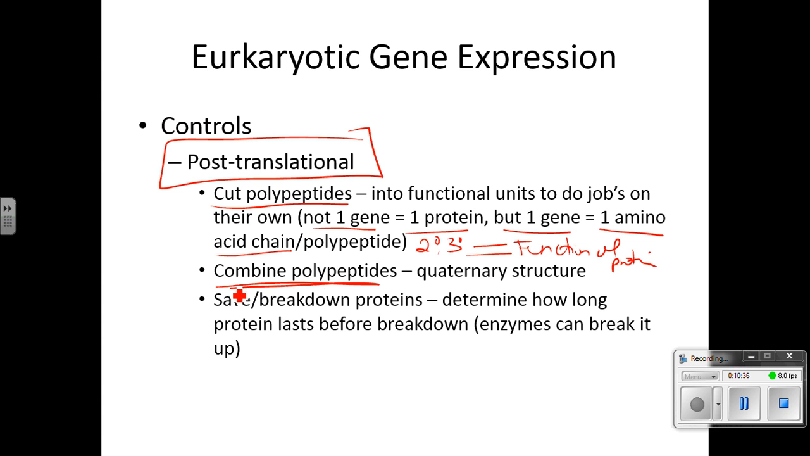Remember, combining those polypeptides is going to actually produce the quaternary structure, and that's going to determine the function. We can save or break down the proteins, determining how long a protein lasts before breakdown. Breakdown enzymes can break it up before it actually gets to do its job.